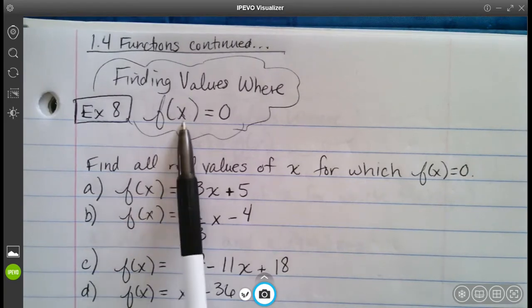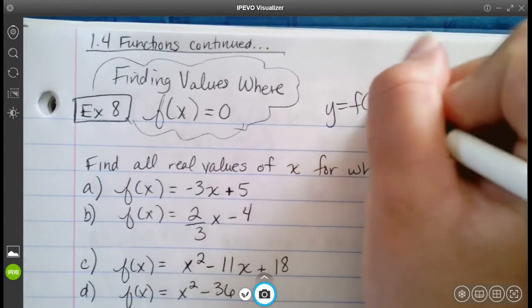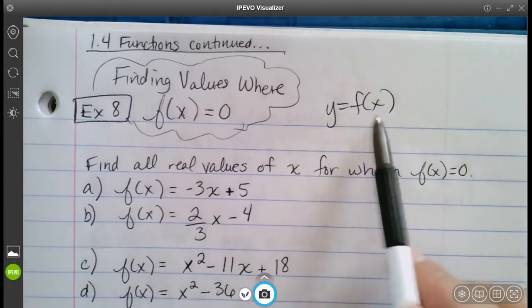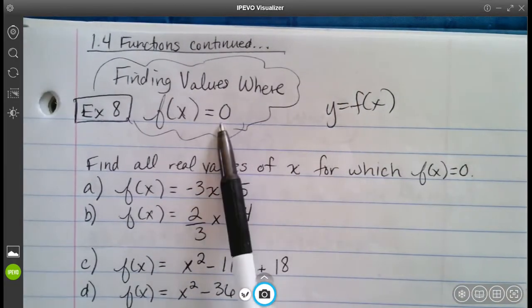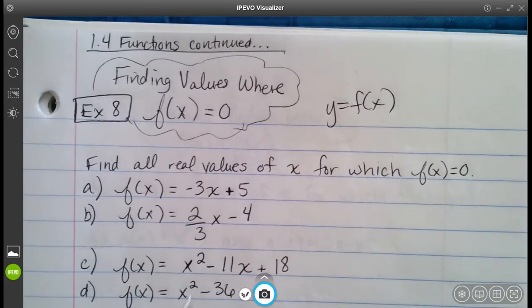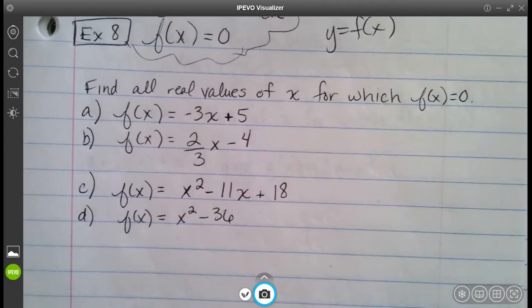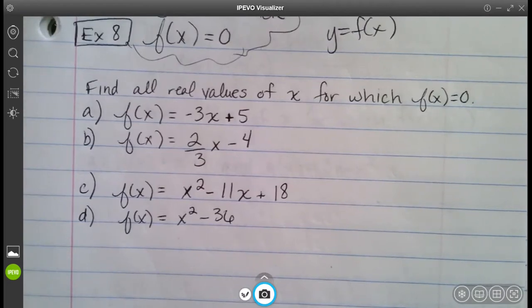We're saying, well, y, remember, y is the same as f of x. We're going to put that as a note here, in case you forgot. Okay, y is equal to f of x. If y is equal to 0, what is the x value? Okay, so we want to find out where this happens. So we're going to go ahead and do a few examples on this one page. It says find all real values of x for which f of x is equal to 0.